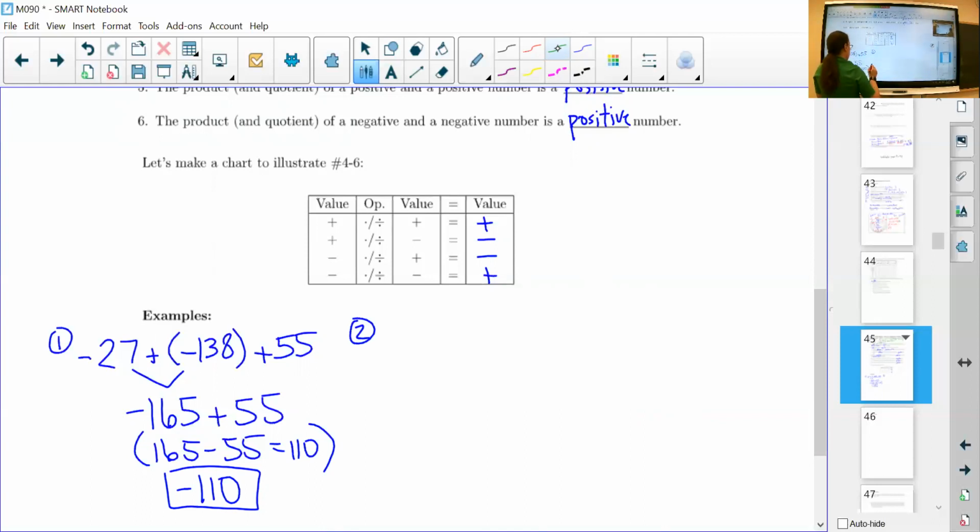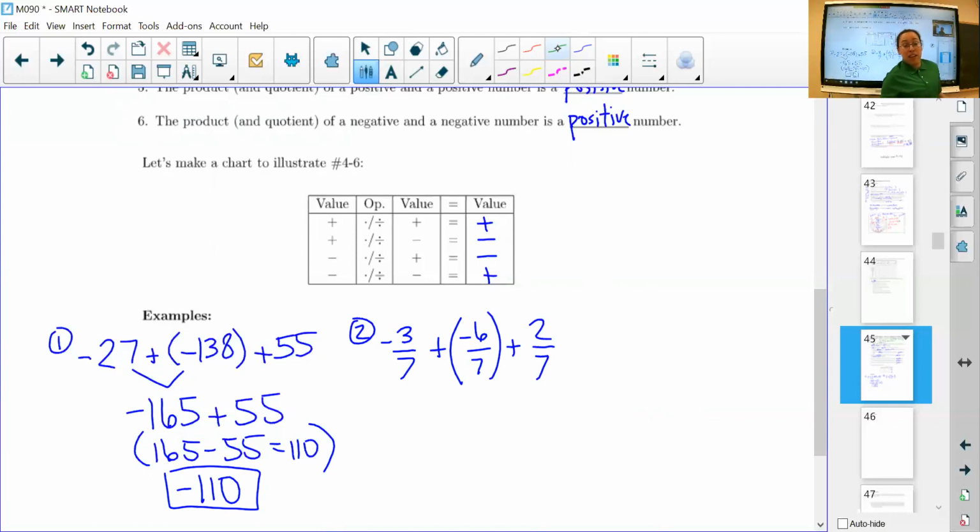Number 2, negative 3/7 plus negative 6/7 plus 2/7. Okay, this is very, very similar to problem 1, believe it or not. Now we have fractions, but they're all the same denominator. So we can solve this very similarly. They're just all over 7, and then at the end, if we can reduce it, we will. So you can work on that.